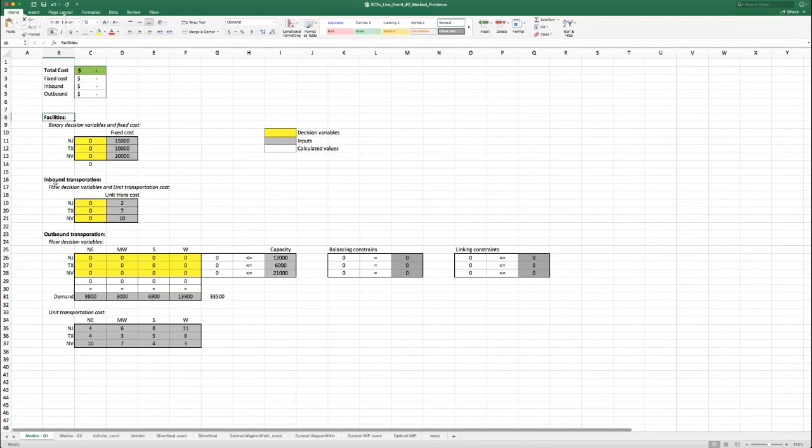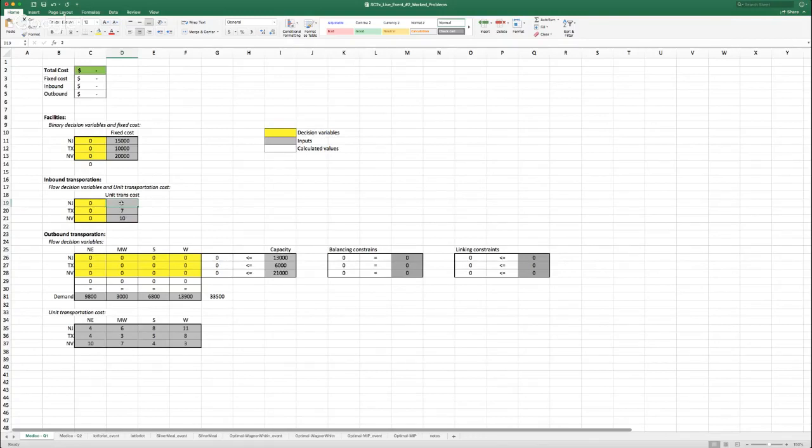Then I have information about the inbound transportation. Again, we're making a decision about the inbound flow. This is what I have in these yellow cells. And then next to it, I have the unit transportation cost for the inbound transportation.